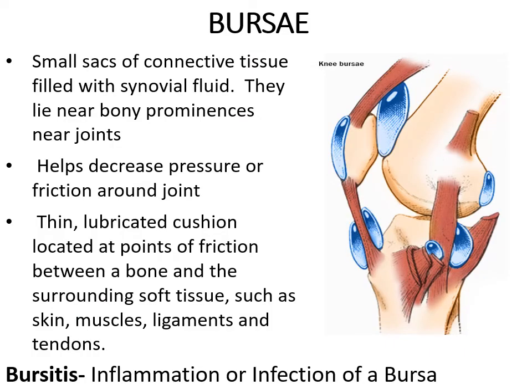Okay, so what are bursa? I mentioned this earlier in the module, and these are just fluid-filled sacs. They have a bit of synovial fluid in them, and they're at points of potential friction. If we're looking at the knee joint here, you can see that there's multiple bursa around the knee joint where there's potential areas of high friction.